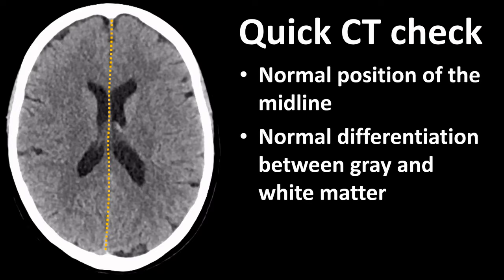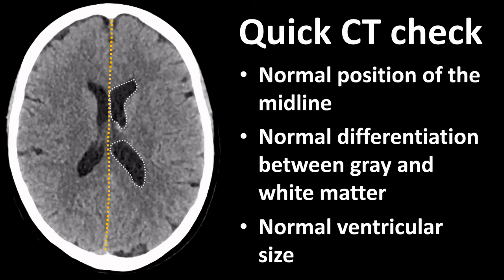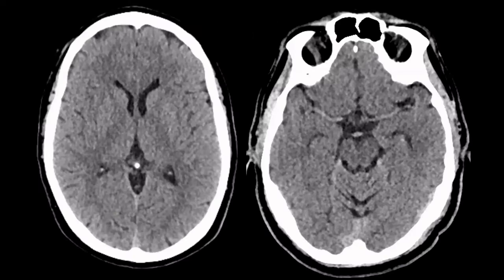Is there a normal differentiation between gray and white matter? I told you that the densities of gray matter and white matter are different, and they should be different. If you can no longer distinguish or make the difference between gray and white matter, you're probably or possibly dealing with subtle edema and an early sign of ischemic infarction. Look at the size of the ventricles to rule out hydrocephalus, or if they are narrowed, to rule out a space-occupying process narrowing the ventricles.